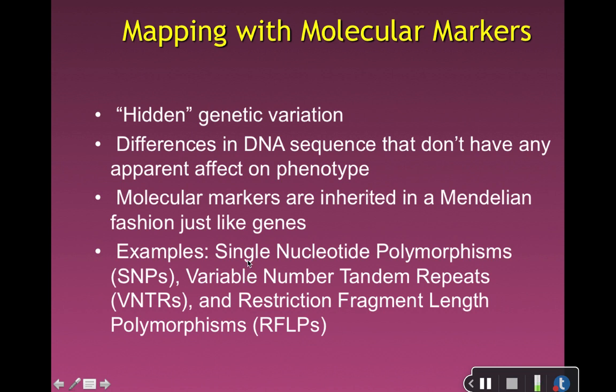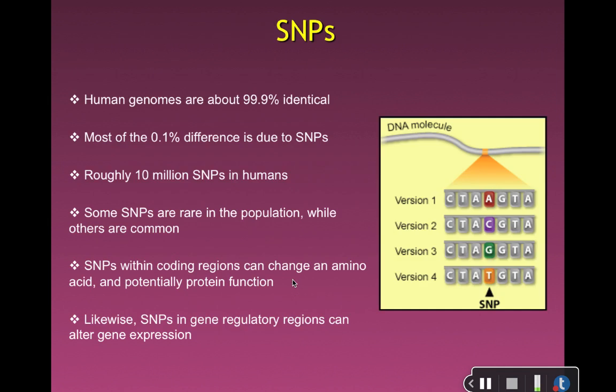So some of the examples we're going to look at: SNPs, or single nucleotide polymorphisms, VNTRs, or variable number of tandem repeats, and RFLPs, or restriction fragment length polymorphisms. So again, very, very brief introduction to these techniques. So first of all, SNPs, some background information on the side here. We're simply talking about single nucleotide differences among individuals.